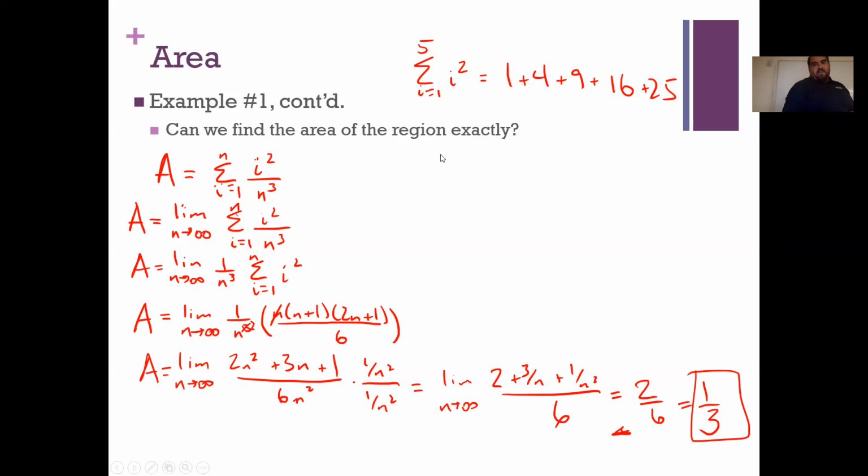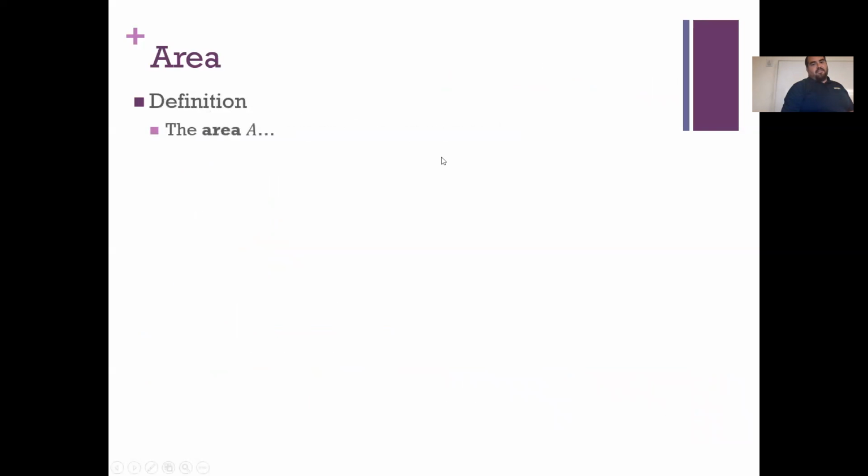And maybe that'll become clear as we look at some more examples. So let me basically put some formality behind what we did. We're finding the area of some region. So let me draw you a picture. And this time I'll draw it in a general way.